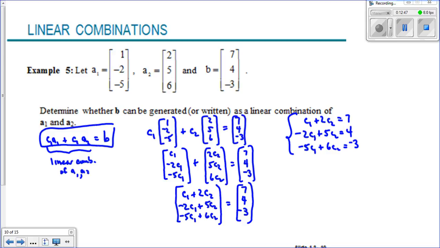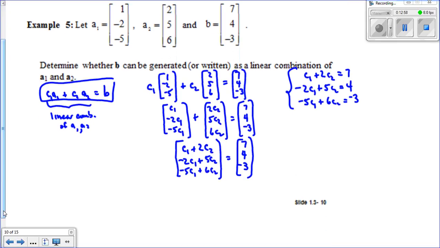that make that true. So if B is a linear combination of A1 and A2, there have to be C1 and C2s that make this system true. So remember how we did this back in the last chapter, or in the last section. We created an augmented matrix. I took the coefficients of the unknowns C1 and C2. So we had 1, 2, negative 2, 5, and negative 5, 6. And then I appended the constant terms from the right side of the equation. And so this was our augmented matrix.